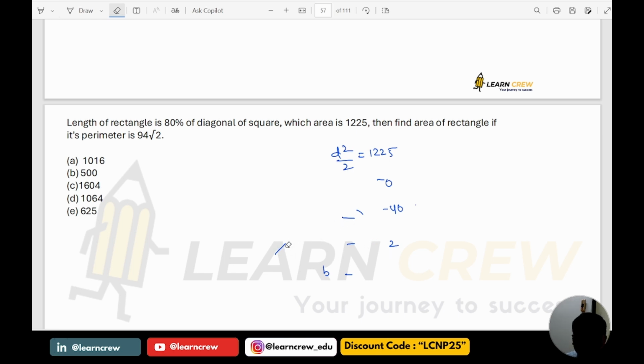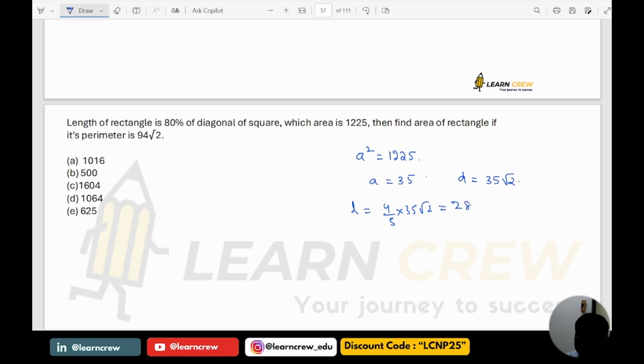Area of a square is how much? D squared by 2 is correct, but here we did a mistake. Please see, area of a square is side squared. Side squared is given as 1225, so A is 35. Then the diagonal of a square would be root 2 into A, so 35 root 2 would be the diagonal. The length of the rectangle is 80% of the diagonal, which is 80% of 35 root 2, nothing but 28 root 2.